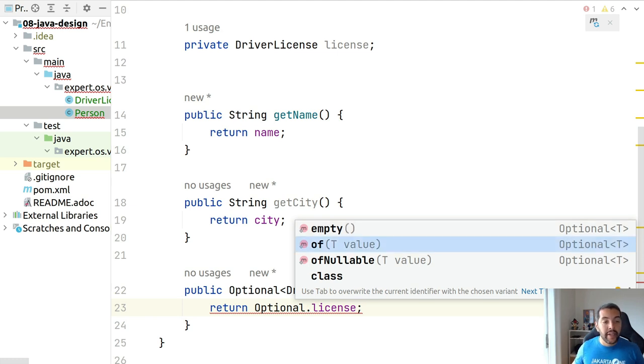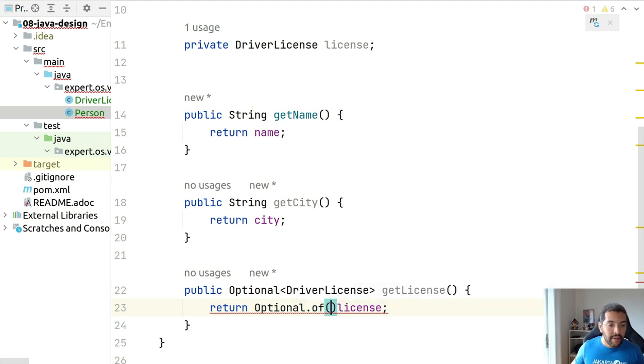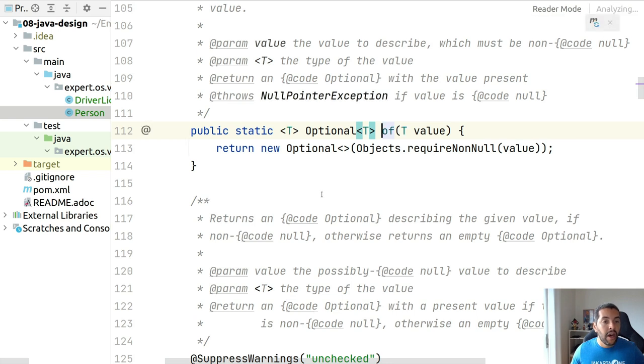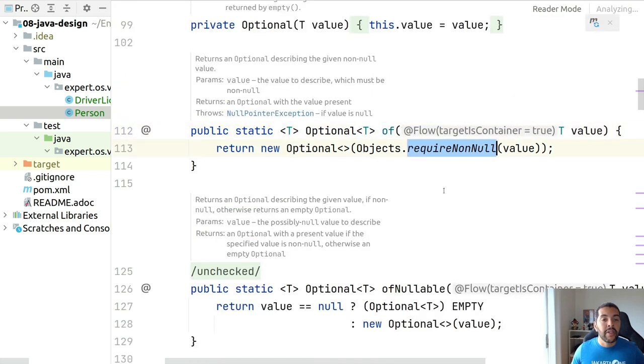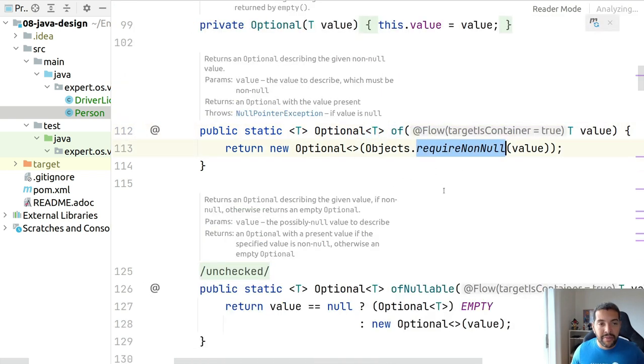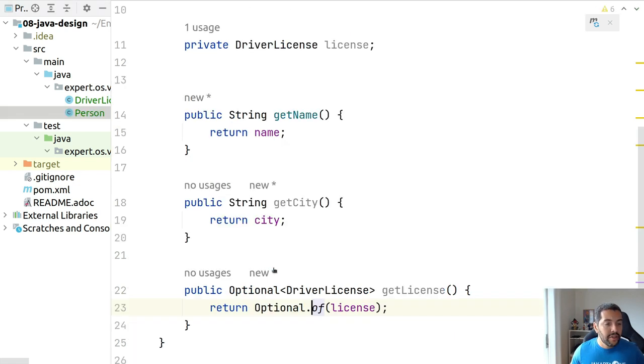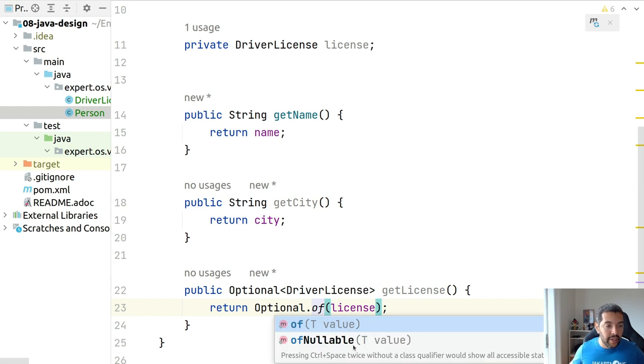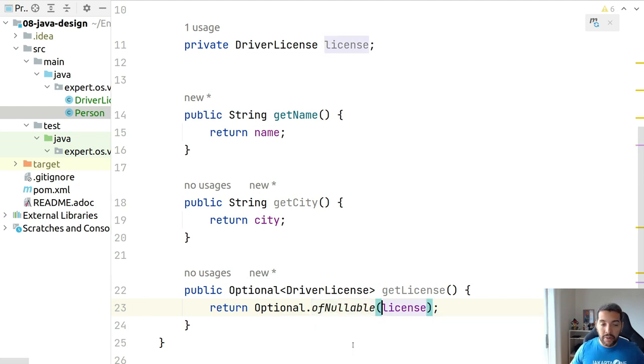The next mistake is using of. If you are not sure that information is there or not there, if you use of, it will throw a null pointer exception. Please, if you are not sure, you can use ofNullable. This way you have the protection.